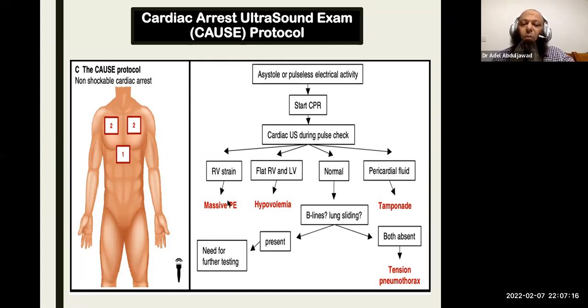You may put the probe if you have significant RV strain. This is massive PE or high risk PE. If the RV or LV is flat, this is severe hypovolemia. If you assess the pericardium and you find a large pericardial effusion or tamponade, this is another sign or cause of obstructive shock. Or you move up to the lung fields and assess lung sliding, and you find evidence of tension pneumo, another cause of obstructive shock, or you assess B lines and you need further assessment. So again here, how helpful is the cause protocol during the CPR?